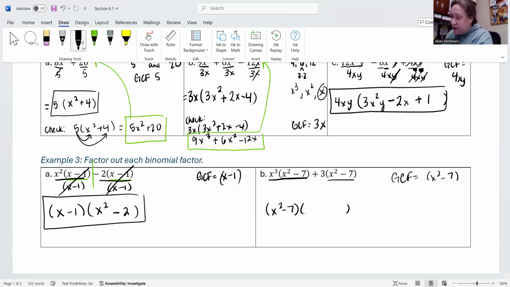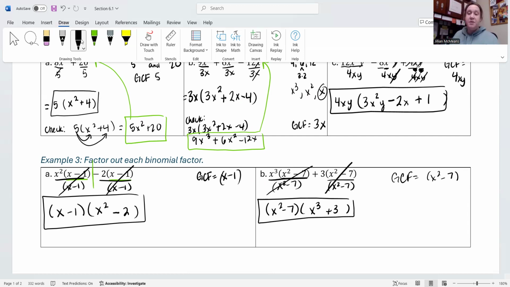So my first term is x to the third times x squared minus 7. My second term is 3 times x squared minus 7. I'm going to divide each of those by x squared minus 7. So the entire factor is x squared minus 7. So in the first term, x squared minus 7 divided by itself is 1. 1 times x to the third is x to the third. In the second term, x squared minus 7 divided by x squared minus 7 is 1. 1 times 3 is 3. And this becomes our final answer.